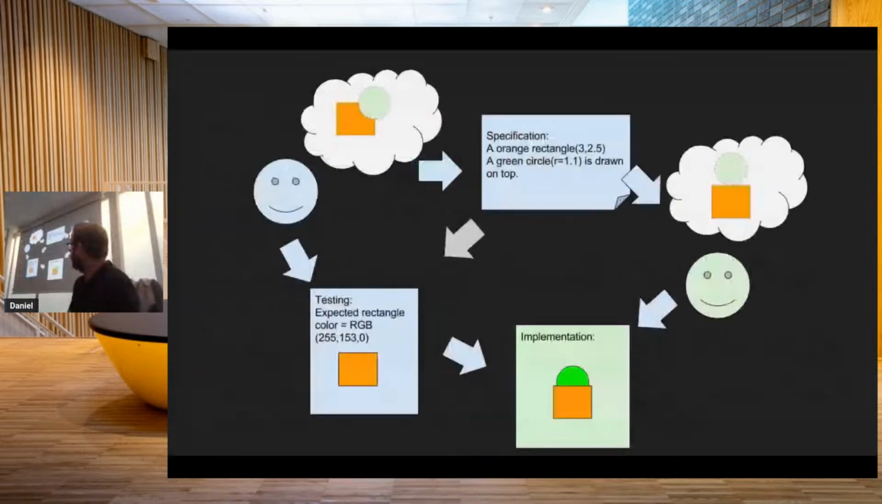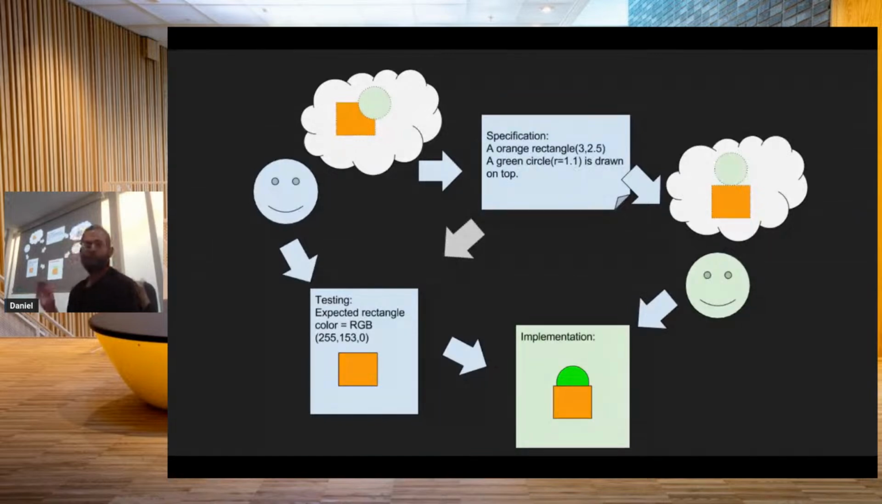On the left-hand side, we have this happy dude, and this is a programmer, and he or she has an idea. This is an idea of something: an orange rectangle and a green circle. They should overlap a little bit. It should be connected to the right-hand corner. And then this programmer writes a specification for this: orange rectangle, 3, 2.5. Green circle, radius 1.1, is drawn on top. This is what the programmer is writing.